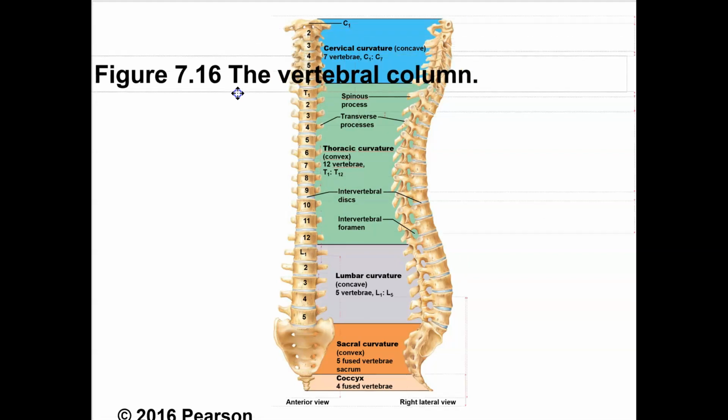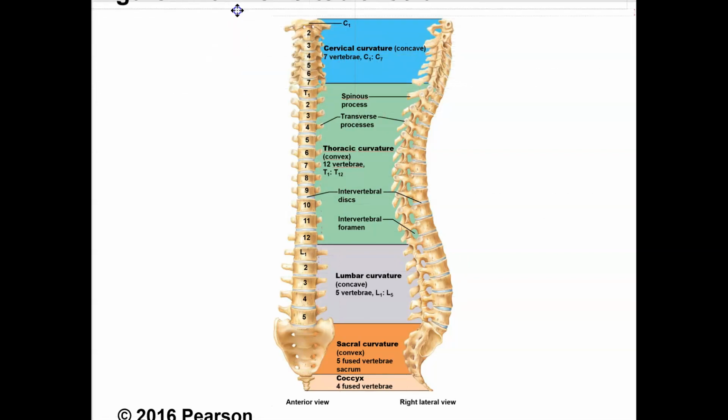I'm just going to move this out of the way so you can see C1. C1 is also called atlas, A-T-L-A-S. C2 is also called axis, and axis has the dens on it, which is a point of rotation for atlas. So most of the movement that you do at your head is between the occipital bone, C1 and C2.